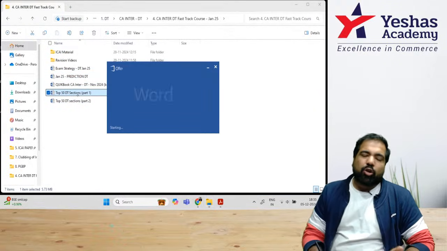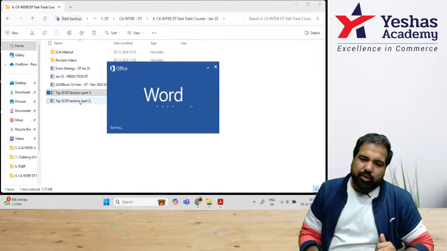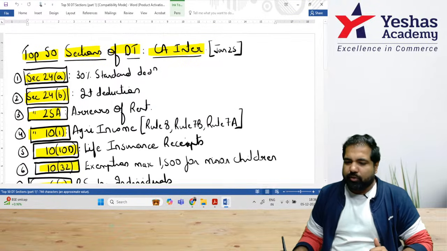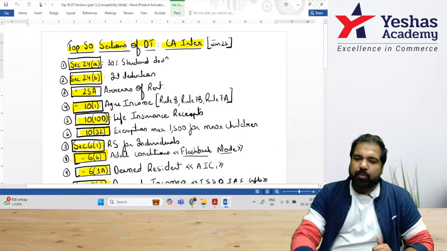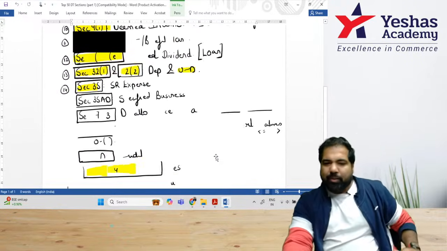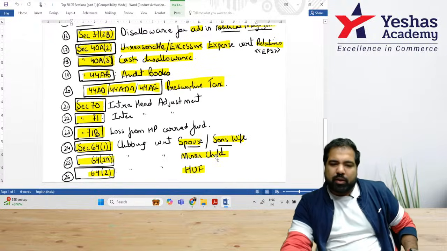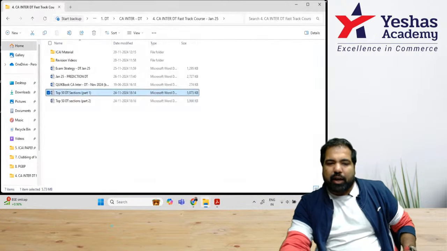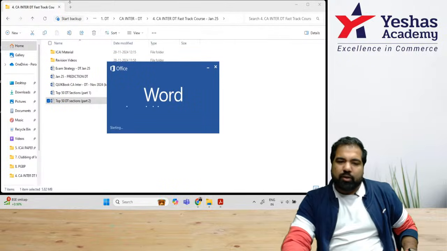Then there are the top 50 DT sections which are here. From a Jan exam perspective, these are the top 50 DT sections. If you have this already, great. Otherwise, I'm happy to share this as well. So I'll make a folder with this as well. These are 26 sections here, and on the next page are the remaining.